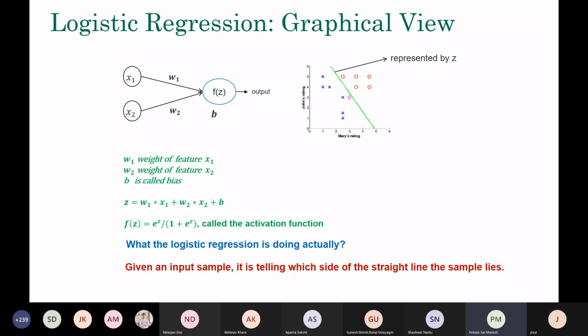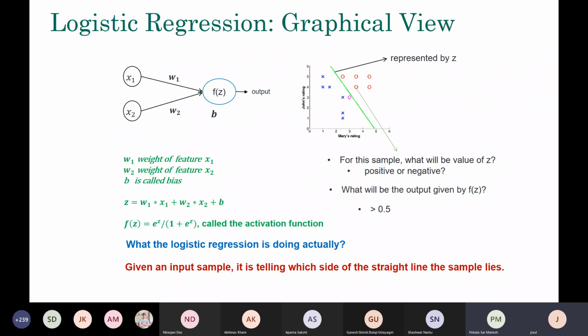Now for this sample, and I think I discussed this once when we introduced the logistic regression concept, but just for a quick recap, for this particular sample pointed by this arrow, the value of z will be positive. Therefore the value of f(z) will be greater than 0.5.